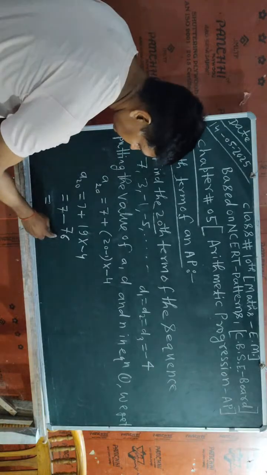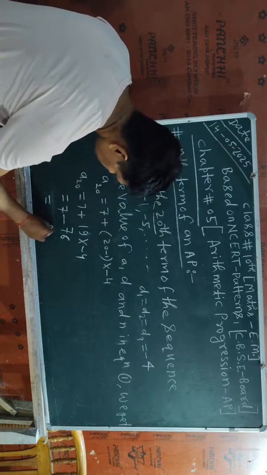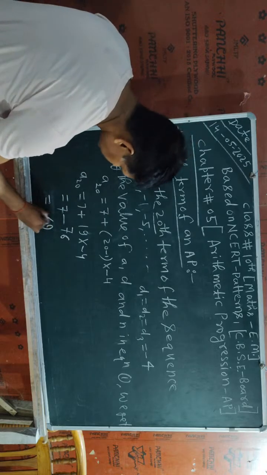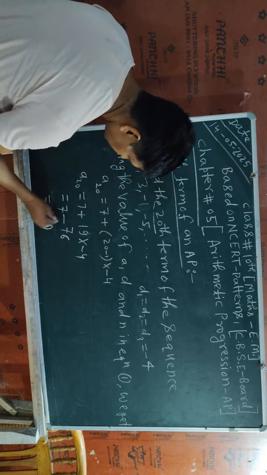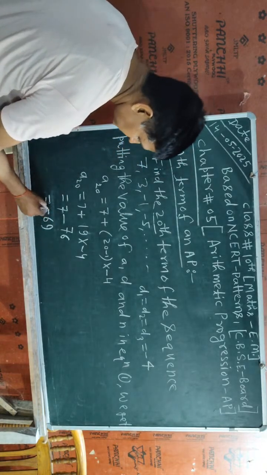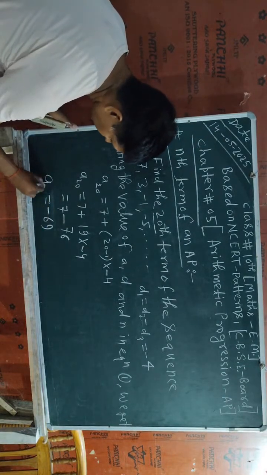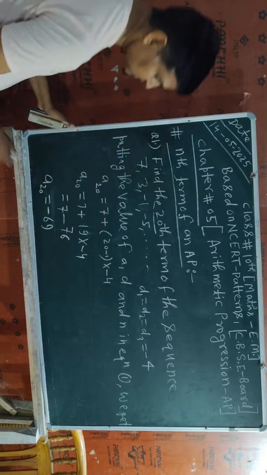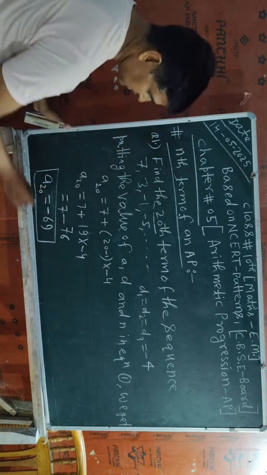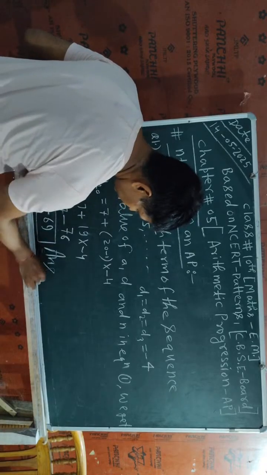I will subtract it. Here I will write 76 minus 7, that will be 69. Here will be 9, and here I will put 6, and here will be a minus sign, because the larger number is negative, so I have to put a minus sign. So a_20, meaning the 20th term, will be minus 69. So this is the answer of the question.